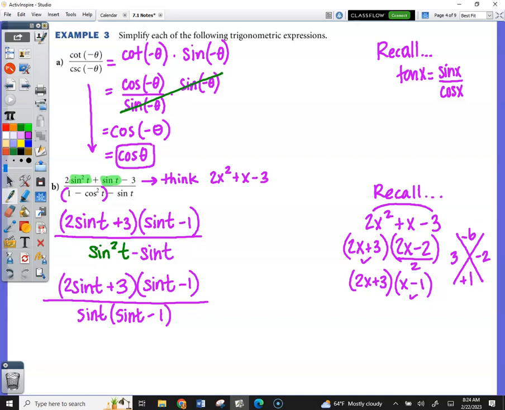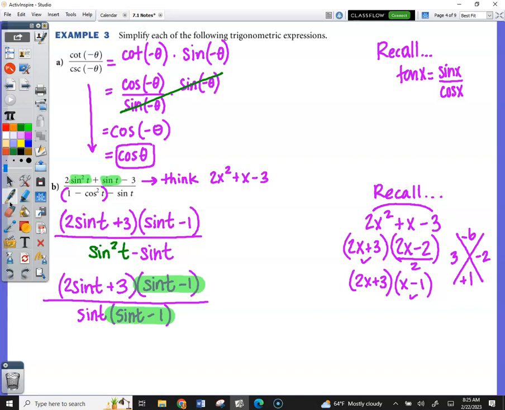Remember the rules of canceling. Think back to Algebra 2. You can only cancel common factors when they are surrounded by multiplication. So like right here, this sine of t minus 1 and this sine of t minus 1 is attached right here by multiplication, right here by multiplication. So this could factor out like its own fraction, which would cancel and just be a 1.